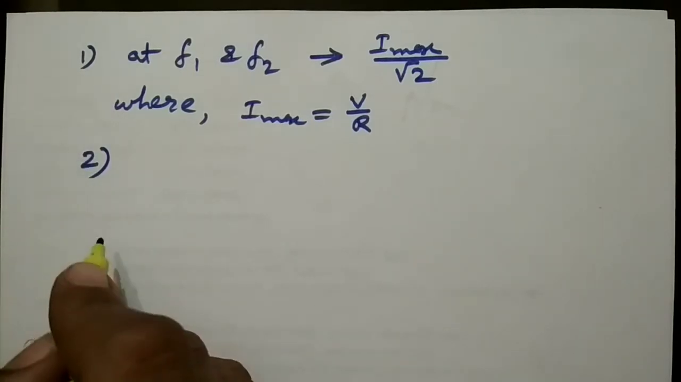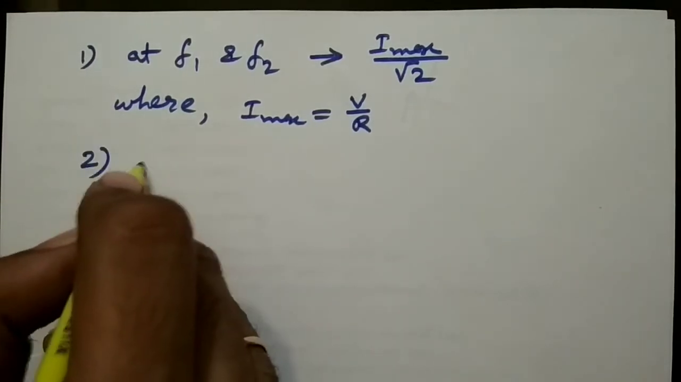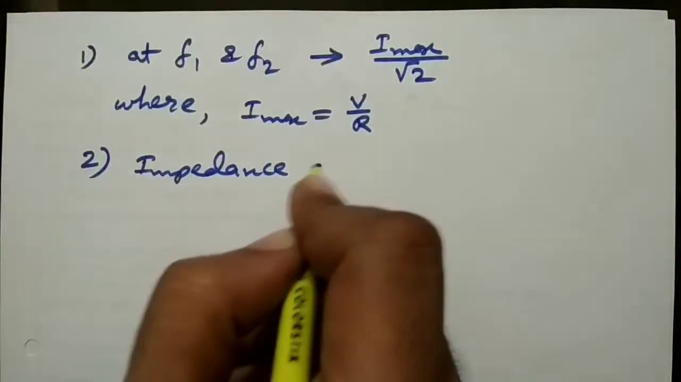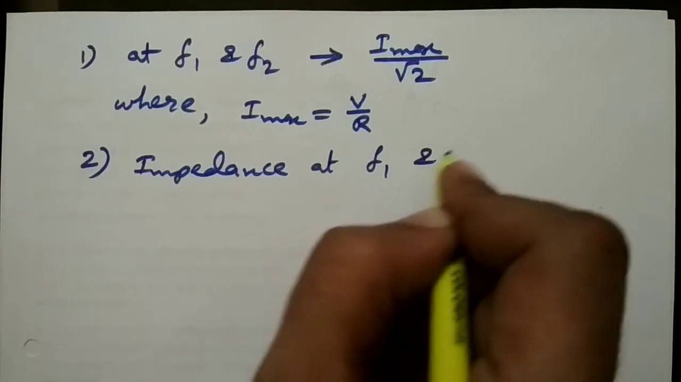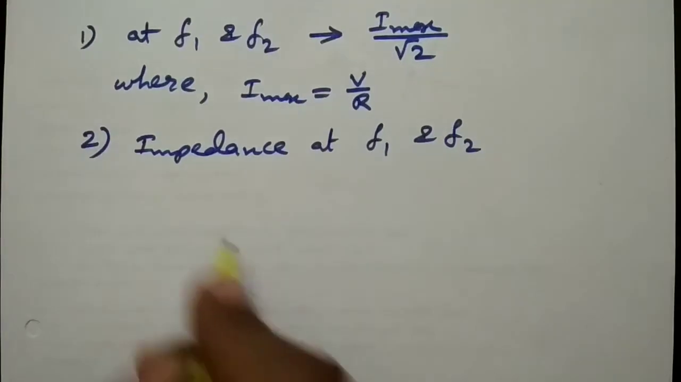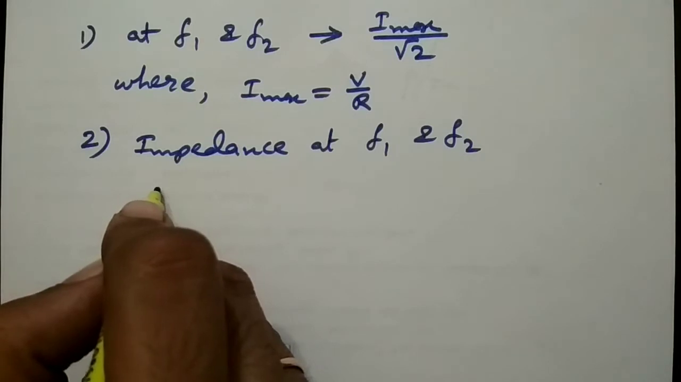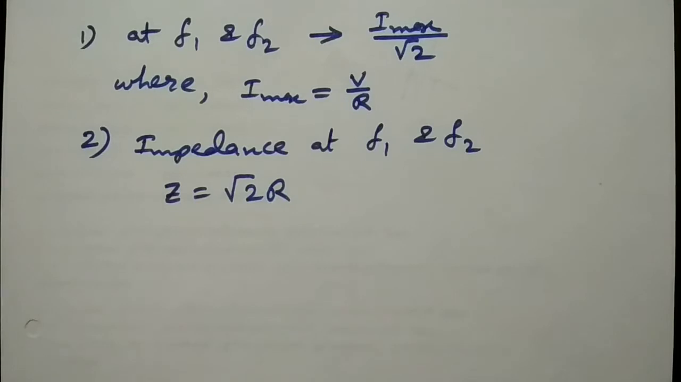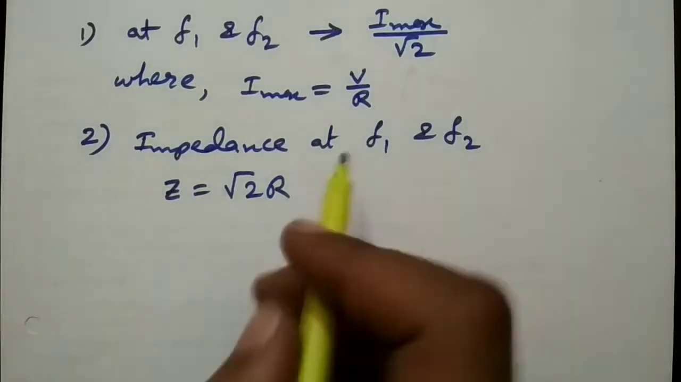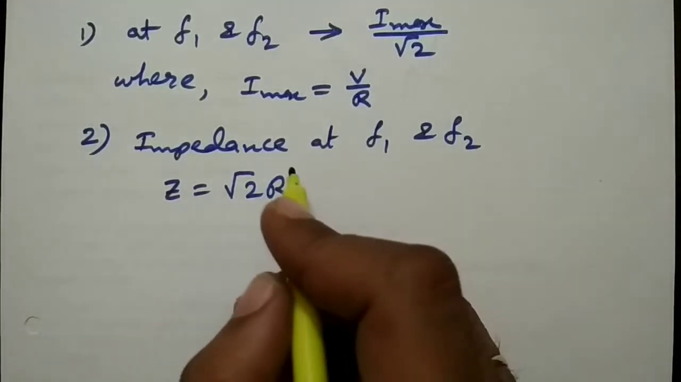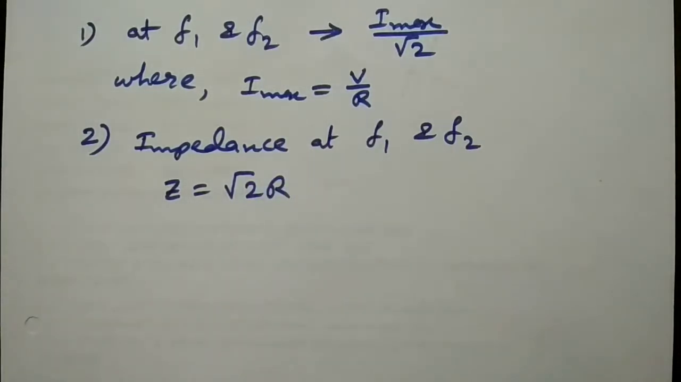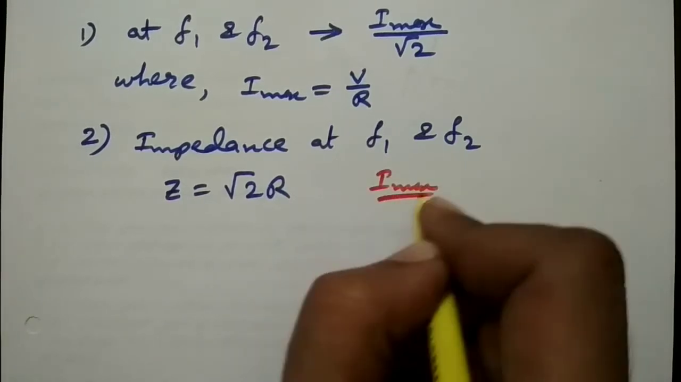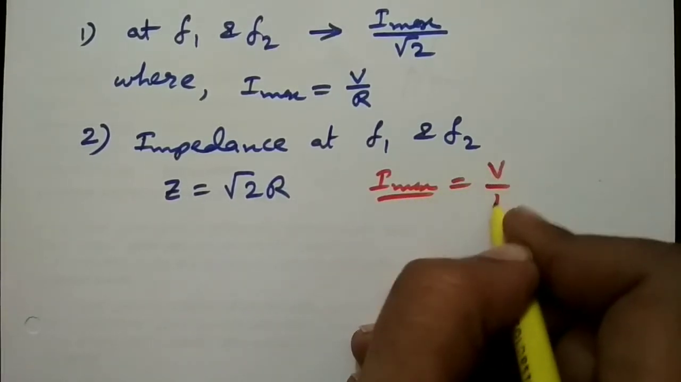So the impedance of the circuit at F1 and F2 should be equal to root 2 into R. Here, how can I get this? You can see that I max is equal to V upon R.